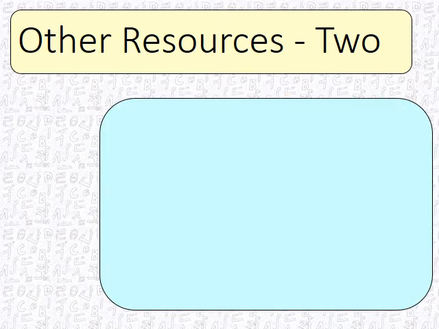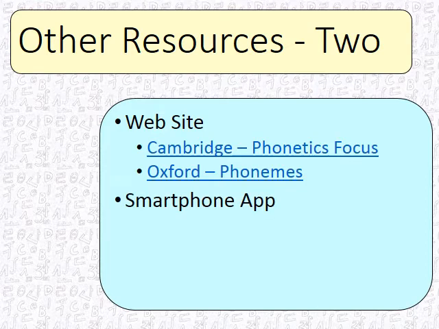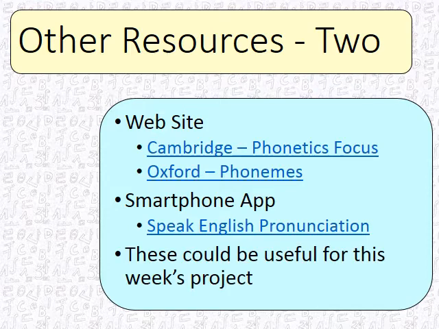There are some other resources that can give you practice writing, reading, and even listening to the IPA. The Cambridge website has many games which can be played to help you learn the IPA. It's called Phonetics Focus. The Oxford site has the phonemes and a quiz function that can help you feel more comfortable using the IPA. The third resource is Speak English pronunciation. There is a short screen capture video about how to use this resource in the resources section. These will be useful for this week's project.